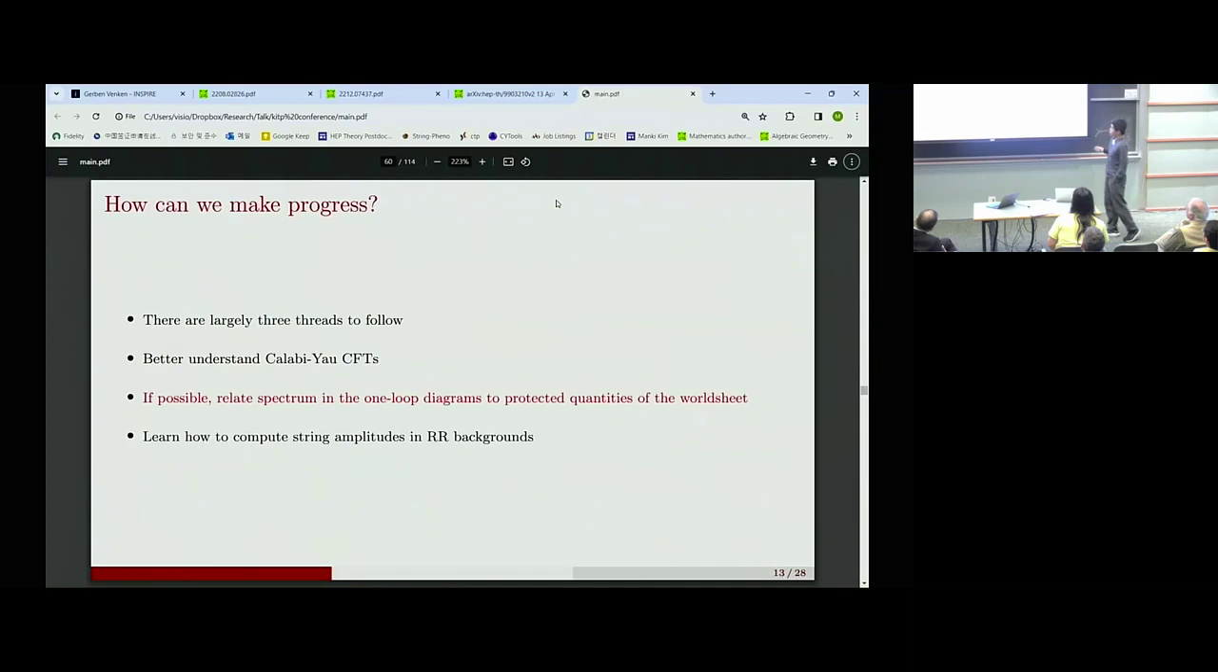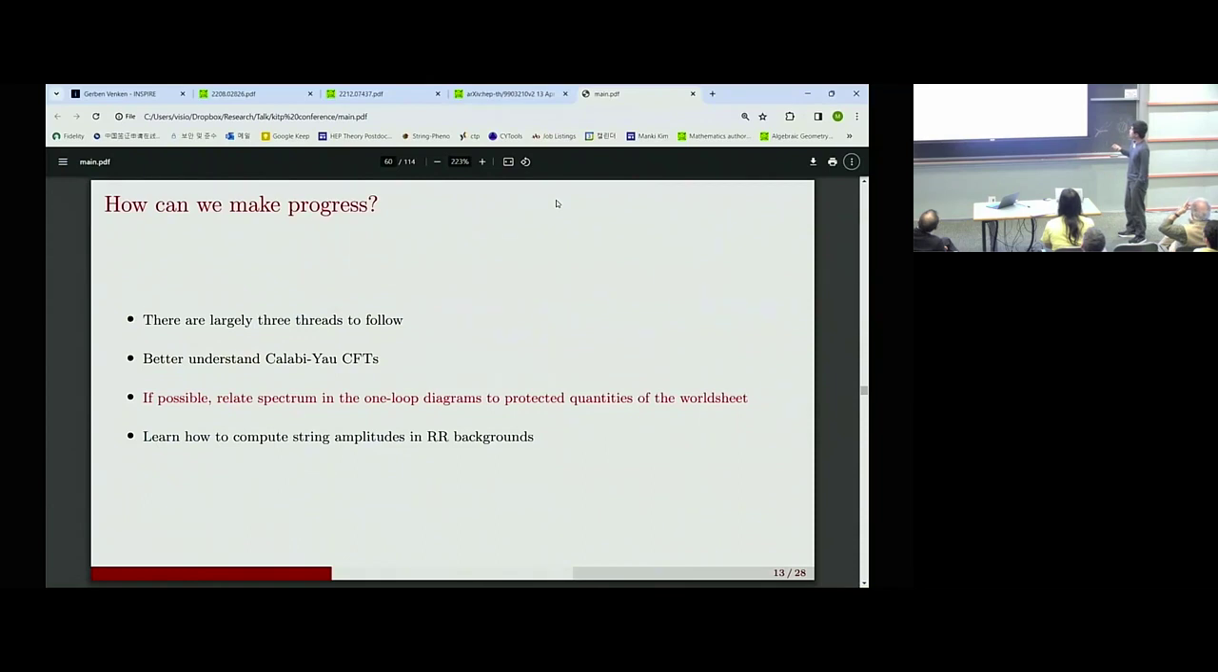So despite all the challenges, I still believe that we might be able to make some progress. So I want to talk about them. And I think there are largely 3 threads to follow. This is a very important thing. We need to better understand Calabi-Yau CFTs overall. Unfortunately, I have nothing to add about this, so I'm not going to talk about that.